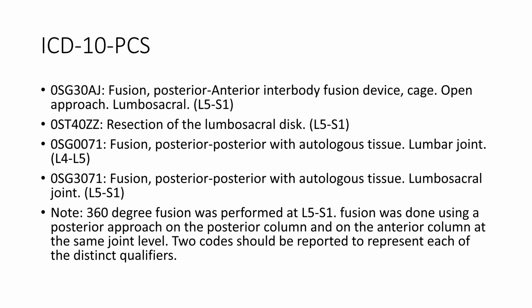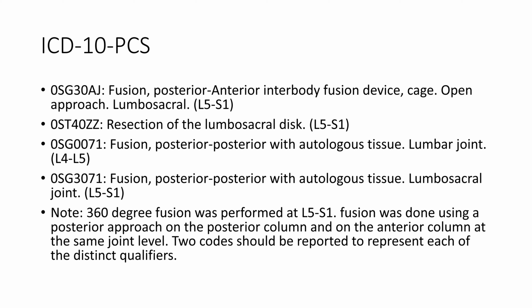Now, okay, the other two codes, remember that they did a posterior-posterior fusion on the lumbar 4, lumbar 5, and lumbar 5 sacral one. Okay, when they use autograft or autologous tissue and non-autologous tissue, the non-autologous tissue, which is the allograft, is included in the autologous tissue. You don't need both. Just using the autologous tissue, the fusion with the autologous tissue is all you need. And also keep in mind that when they're using the body fusion device, like a cage, autologous and non-autologous tissues are included, so you don't need to code it.